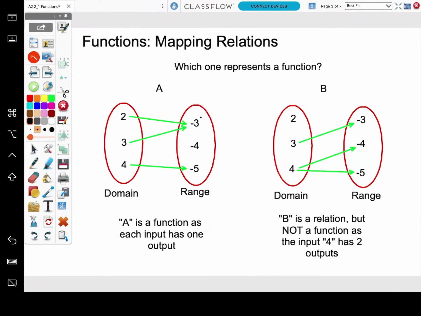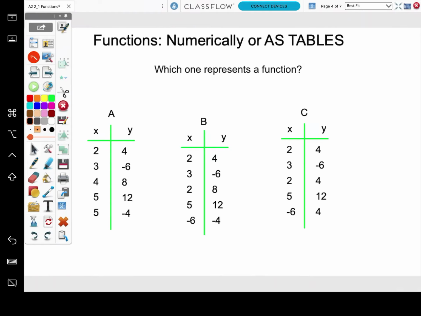Okay, what if we look at numerically or as tables? How do we figure out which one represents a function? So take a second to look at that. We have tables here. Check out A. Could A be a function? No, because 5 goes to 12 and something else. Not B either, because we have 2 that goes to 4 and 2 that goes to 8. So C is our function represented as a numerical table.